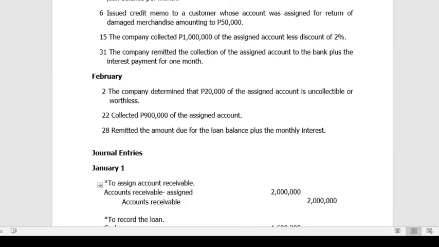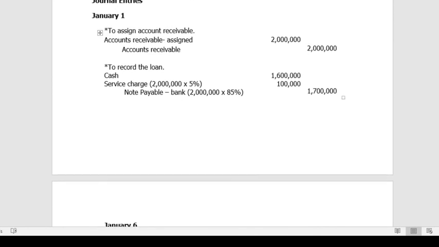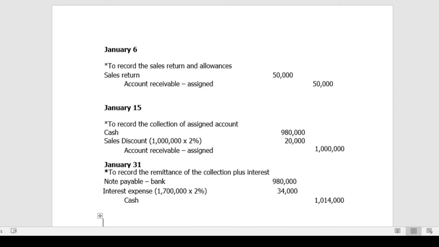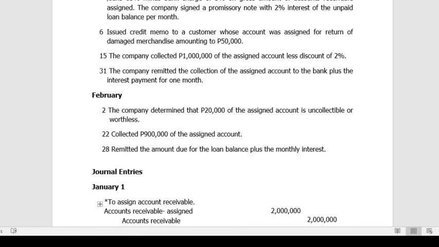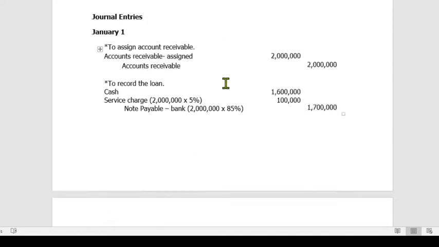Next, on January 15, the company collected 1 million of the assigned account less 2% discount. Okay. Kanina, si bank ang nagko-kolekta sa mga ganyang items. Pero dahil ito ay non-notification basis, ikaw ang magko-kolekta. You debit cash, 980, credit sales discount, 20, credit accounts receivable assigned 1 million. Okay, next, on January 31, ang sabi, the company remitted the collection of the assigned account to the bank plus the interest payment for 1 month.